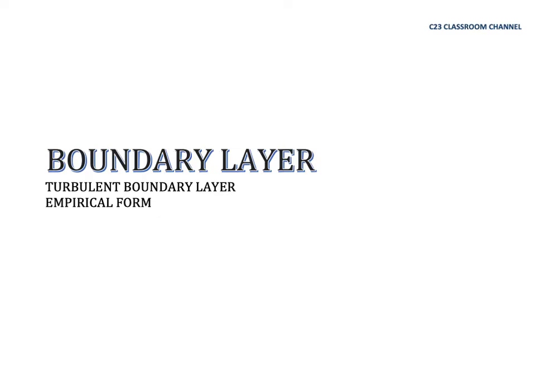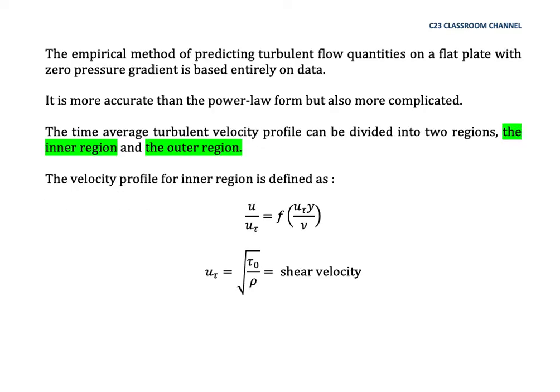In this lecture, I will share with you the basic idea of the empirical form to solve the turbulent boundary layer. The empirical method of predicting turbulent flow quantities on a flat plate with zero pressure gradient is based entirely on data. It is more accurate than the power law form, but also more complicated. The time average turbulent velocity profile can be divided into two regions, the inner region and the outer region.